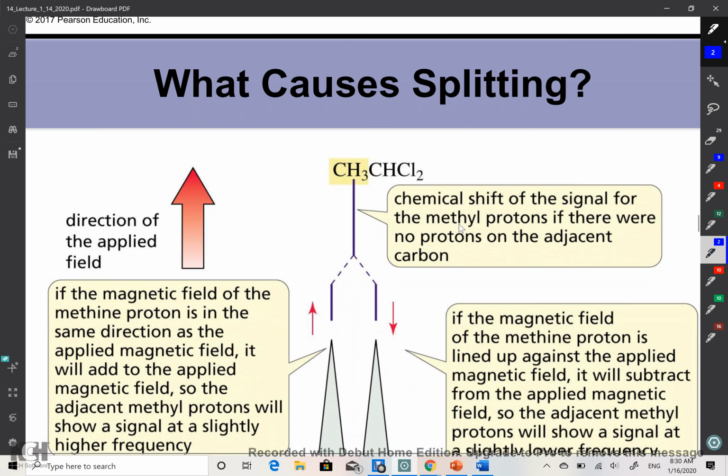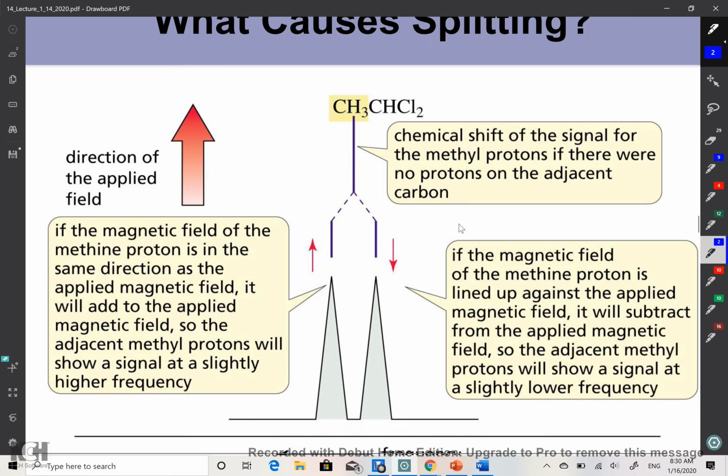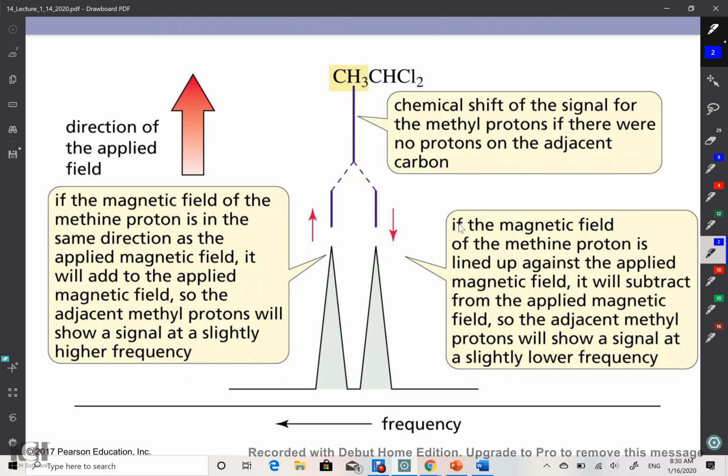What causes a splitting? Why is it that the protons split each other? So to explain this, we'll use a simple example, a doublet. This is a doublet. How do we generate a doublet in the NMR spectrum? We can only generate a doublet when you have 1 adjacent proton. That's the first thing you need to understand, right? A doublet can only exist if you have 1 adjacent proton.